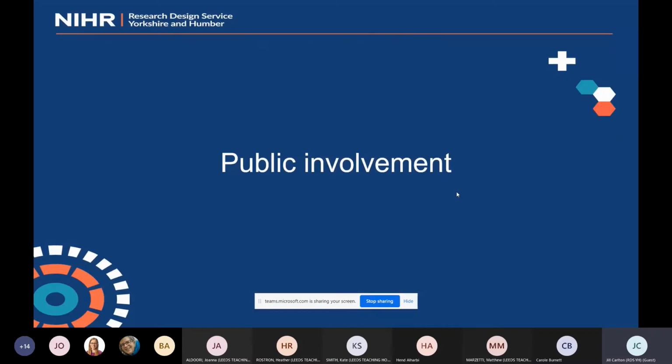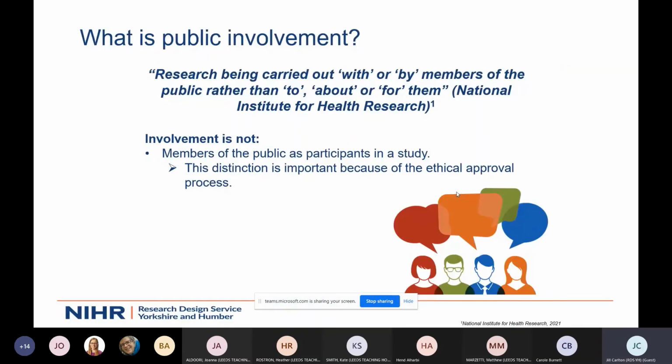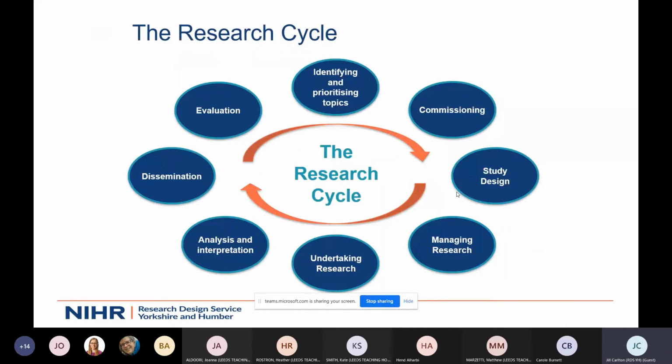So the first aspect is public involvement, and I'm sure that you've all heard of public involvement and are familiar with it and why we might do it. Obviously the NIHR and many other funders have a very strong view about the benefits that public involvement brings to any form of research. Public involvement in a fellowship has to really be embedded within the whole fellowship process.